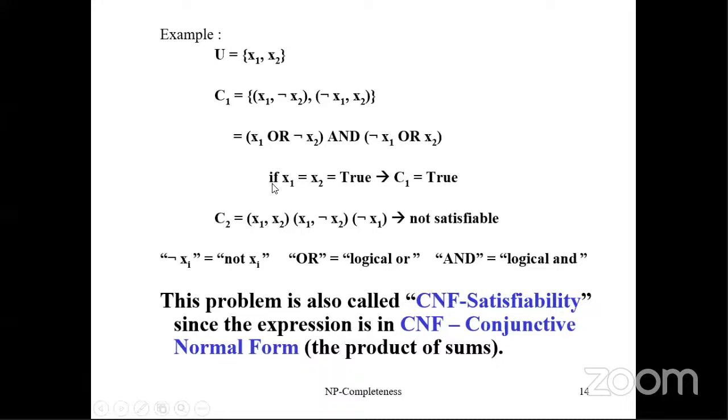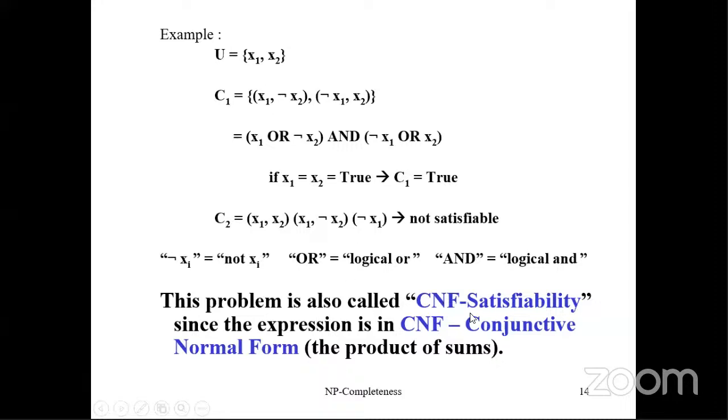So this will mean that if x1 equals x2 is true, then this C is going to be true, because now we are saying x1 equals x2. If it is true, then this condition here will be true. But the problem is that the expression x1, not x2, and not x1, x2 cannot satisfy the problem that is defined in the class of U. And that's why we say this is not x1, or is a logical or, and and is the logical and.